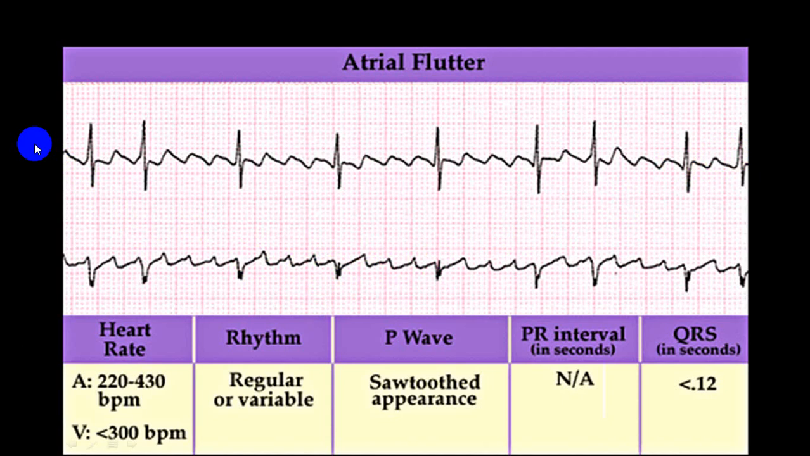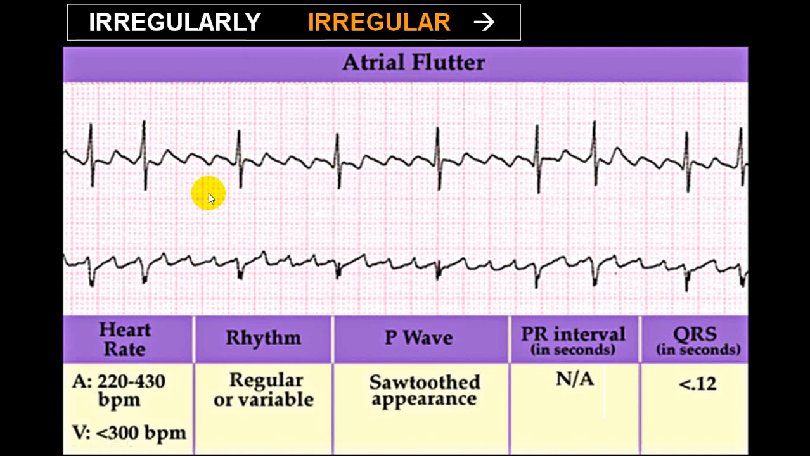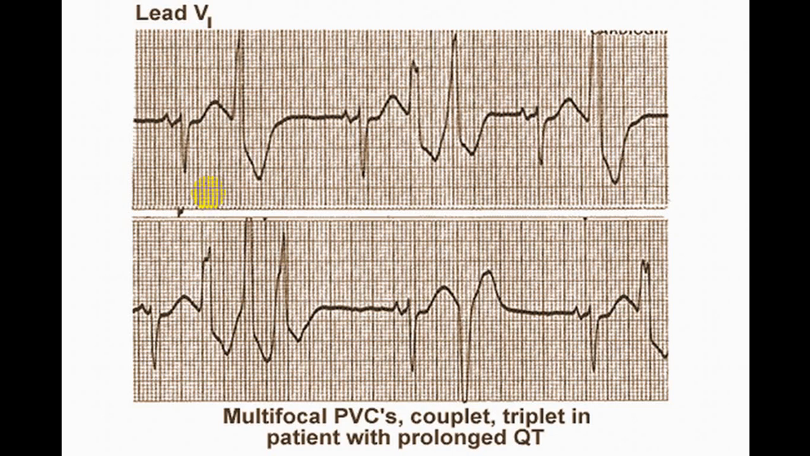So atrial rate is fast, ventricular rate is slow, and ventricular rate is irregularly irregular, and this is an example of atrial flutter with variable block, because P wave is a sawtooth appearance, that's why this is atrial flutter. So this is atrial flutter with a variable block which will be irregularly irregular.